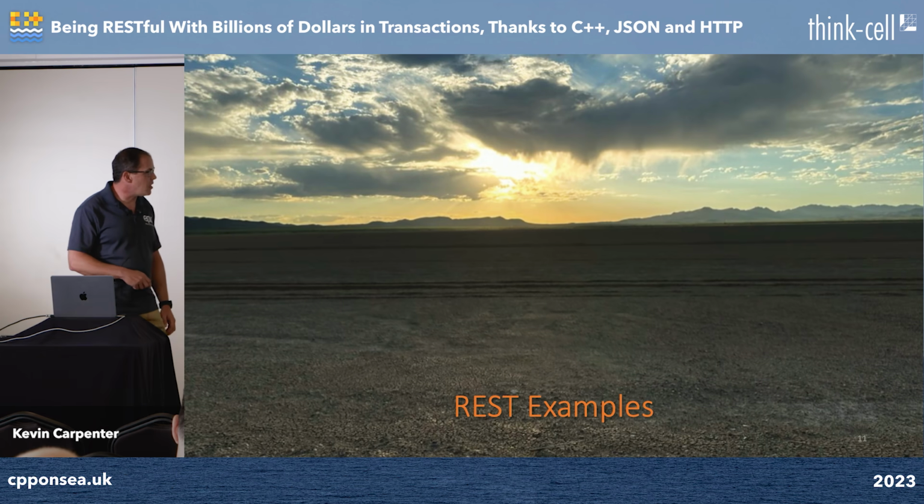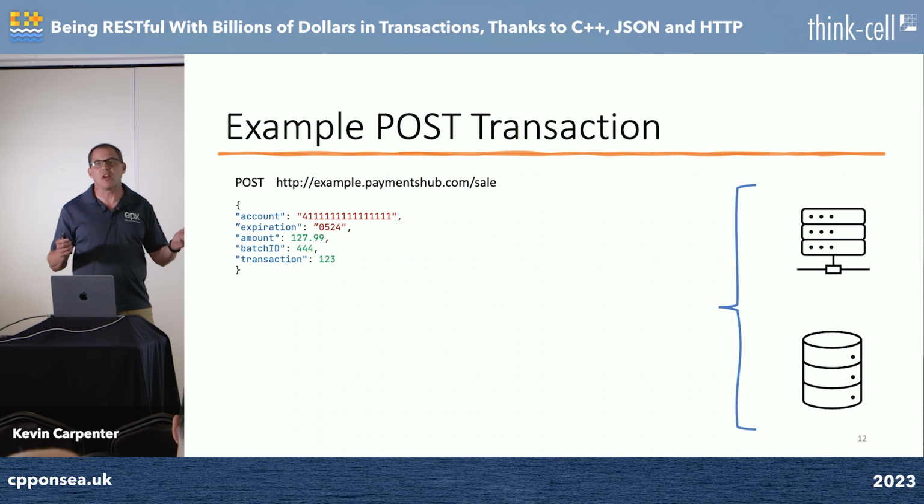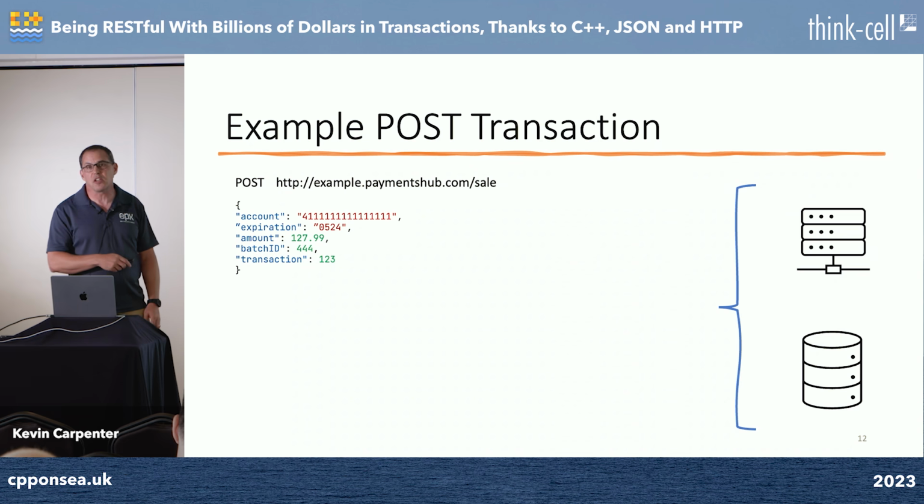All right, so we're gonna look at a few REST examples. So how many of you know JSON, or at least have seen it? Okay, so pretty much everybody's raising their hand. Great. So JSON example, this is actually a very basic, this is all I actually need to process a transaction. I'd have the account, the expiration, the amount. The batch ID isn't even required and the transaction ID isn't required.